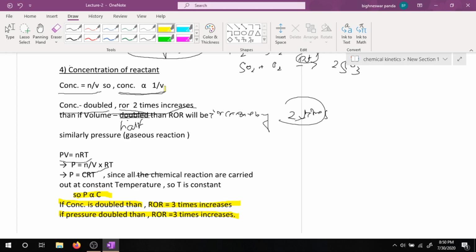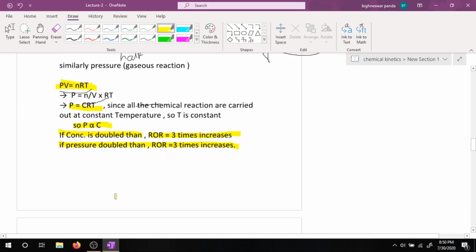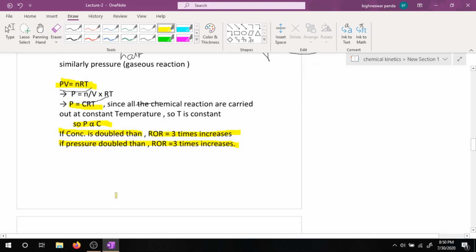Similarly, in case of pressure, we have PV = nRT. If the reaction consists of gaseous reactant and product, then we have to consider PV = nRT. So P = (n/V) RT, and P = CRT. Since all chemical reactions are carried out at constant temperature, T is constant and pressure is directly proportional to concentration.